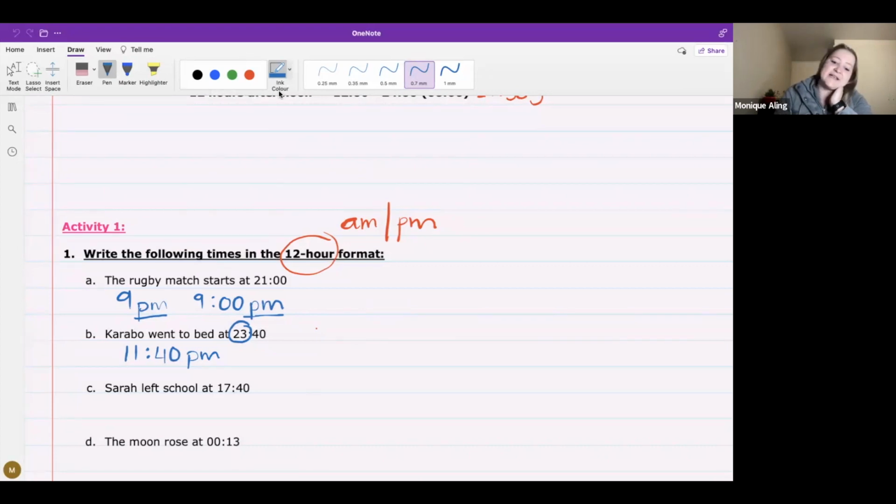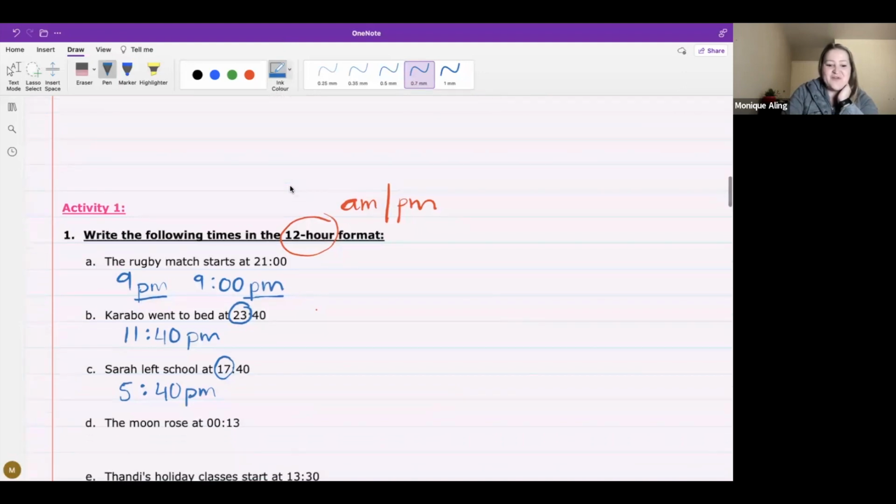Sarah left school at 17:40. Please write that in 12-hour format. Oh, these answers are flying through. Nice, guys. And again, because it's 12-hour format, we can't go over the number 12. So 17 has to be written as 5:40, and we need to indicate that it's afternoon. So we say PM. All right.